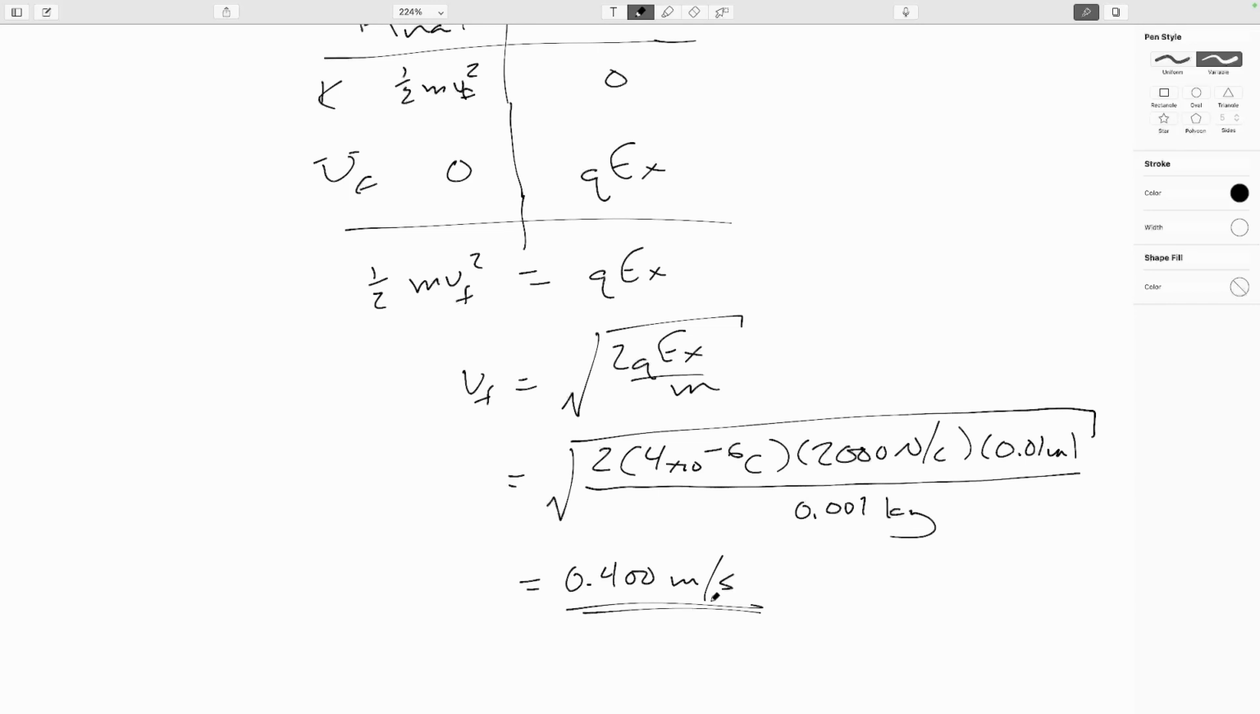That's pretty darn respectable that after traveling just 1 centimeter in a pretty decent, reasonable size electric field, nothing too crazy, we're already going 40 centimeters a second. The electric force gives us some zip here.